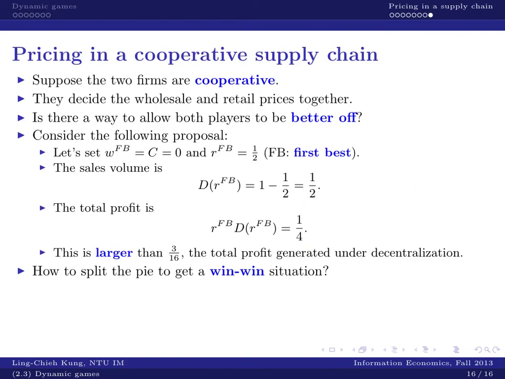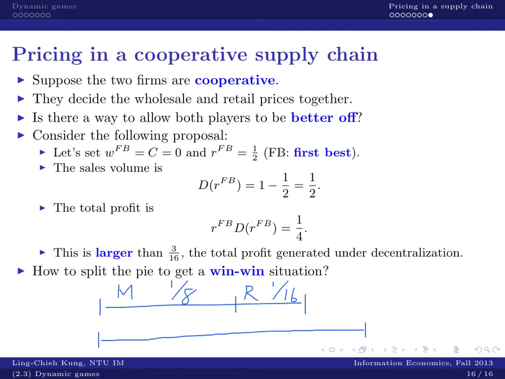Actually, after several examples, you will realize, as long as the total pie becomes larger, there is always a way to make everyone happy. So let's say this is the decentralized case. The manufacturer earns 1/8. The retailer earns 1/16. Okay? And now the total pie is larger. The total pie is 1/4.